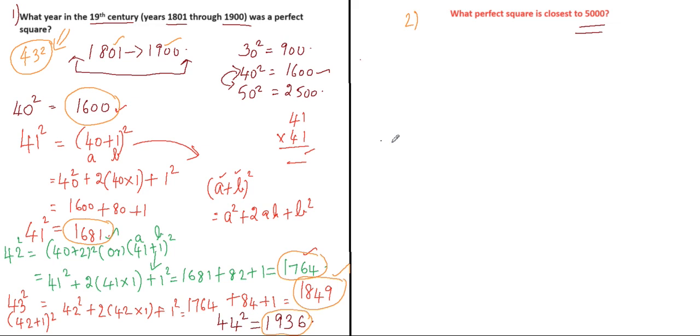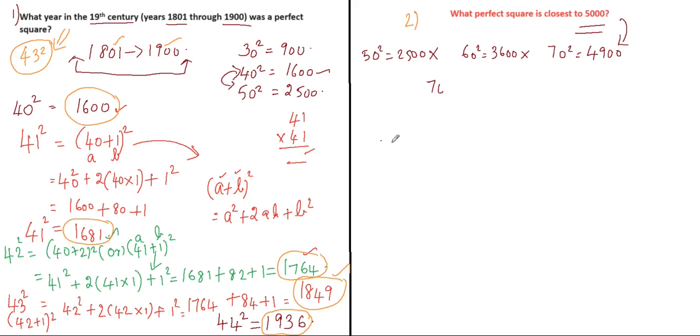Okay. So let's start with 50 square first. It's 2500. You cannot take it. 60 square, it's 3600. You cannot take that. Let's take 70 square, 4900. So it is somewhat nearer to 5000, just 100 difference. So my answer 5000 should be somewhere after 70. That's the conclusion I arrive at first, right?